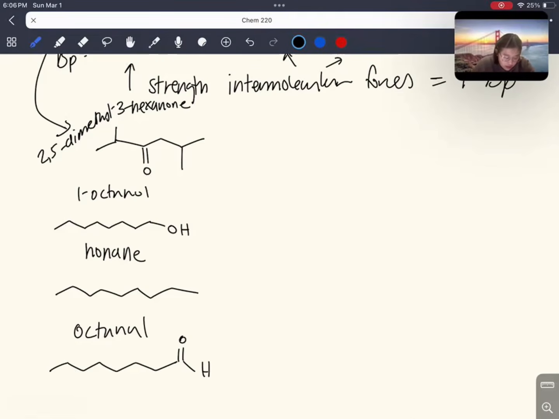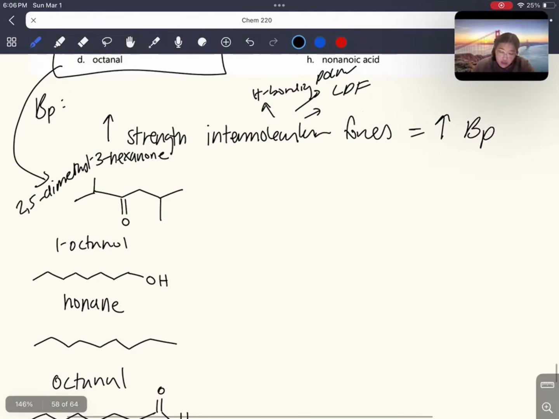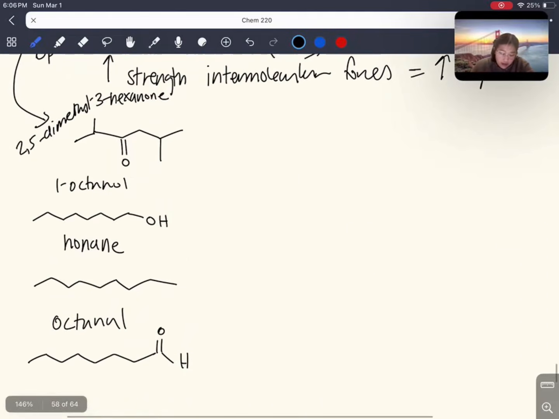So now you have to think about which ones will have the strongest intermolecular forces. Typically the ranking would be: if you have H bonding, and then if you have polar interactions, and then if you only have London dispersion forces, which come from non-polar molecules, those are typically the weakest. So if we think about what has the strongest interactions, that would be the ones with H bonding.